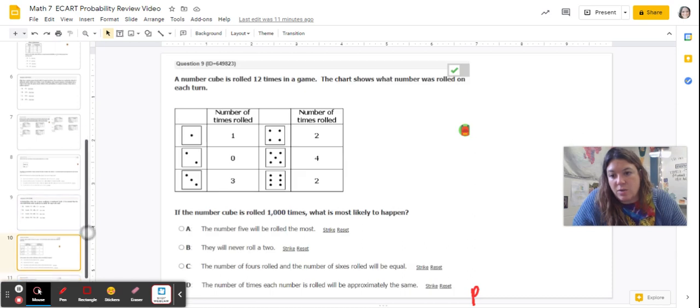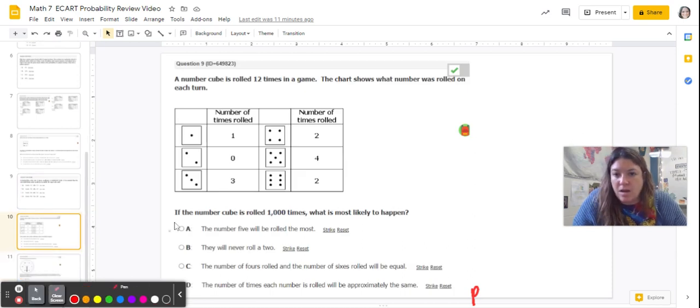All right, and question 9. A number cube is rolled 12 times, and this chart shows the results. So like they rolled a 1 one time, and they didn't roll a 2 at all. In those 12 times, this is how many times they rolled that number on the dice. If the number cube is rolled 1,000 times, what's most likely to happen? The number 5 will be rolled the most. Just because it was rolled the most now, when you do 1,000 times, that's probably not going to happen. They're all probably going to be close to the same amount of rolls. They will never roll a 2, of course not.